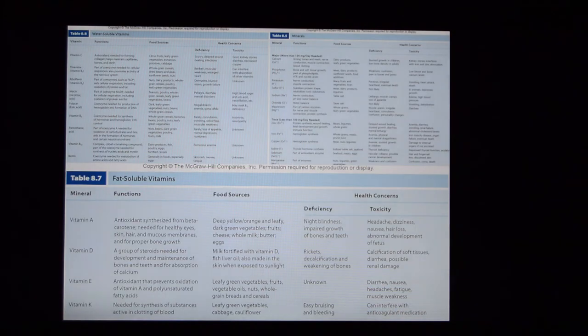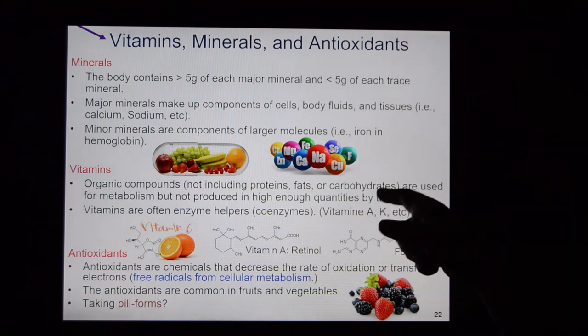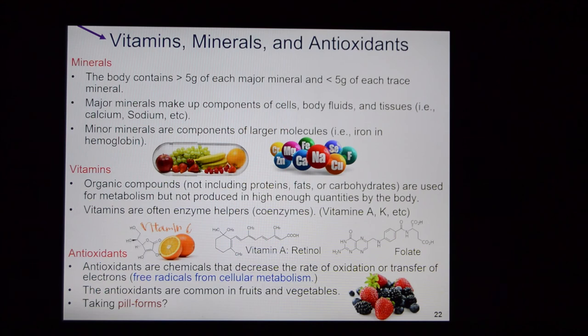And then, last but not least, are vitamins and minerals and antioxidants. Okay, so minerals are minerals. They're very simple. Iron and magnesium and zinc, these are minerals. Our bodies have to have these. It's important. But they are pretty prevalent in the foods that we take in. Vitamins are a little different. Vitamins are not at all what you'd expect. Vitamins are huge organic molecules. They're really big and significant.